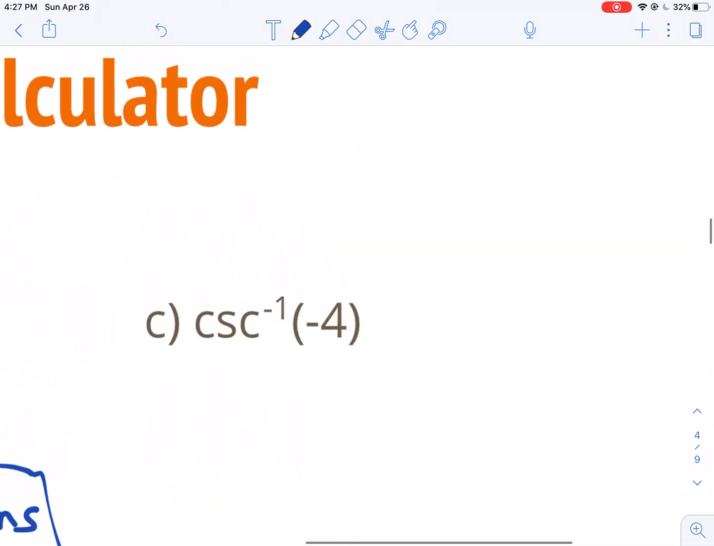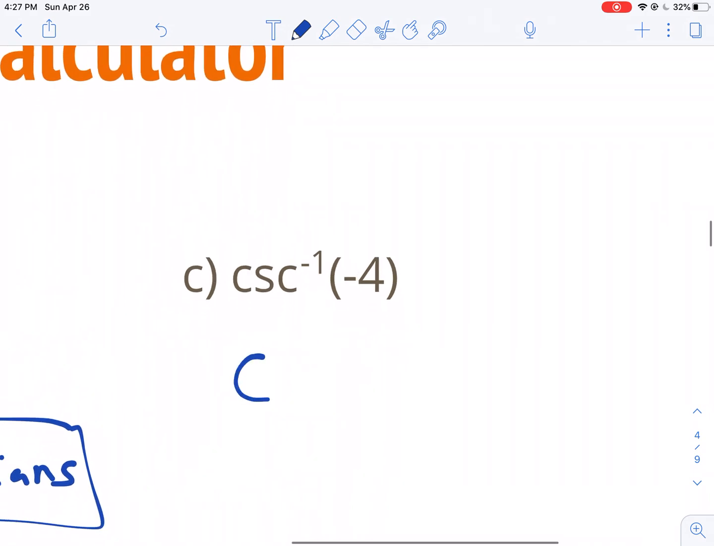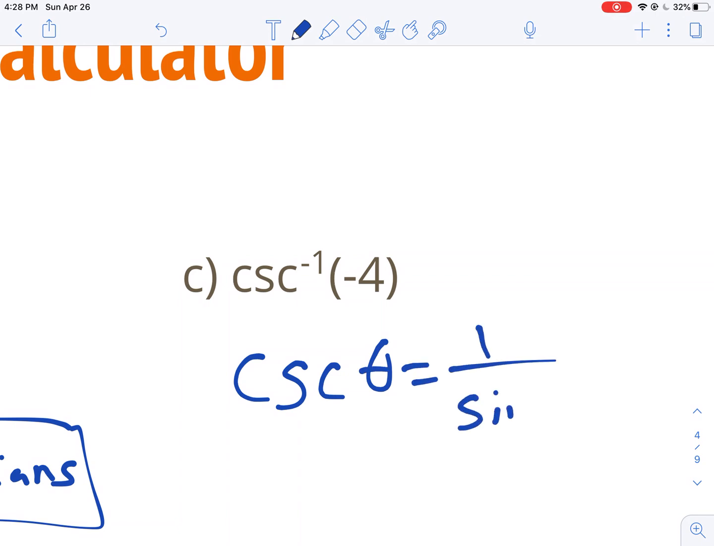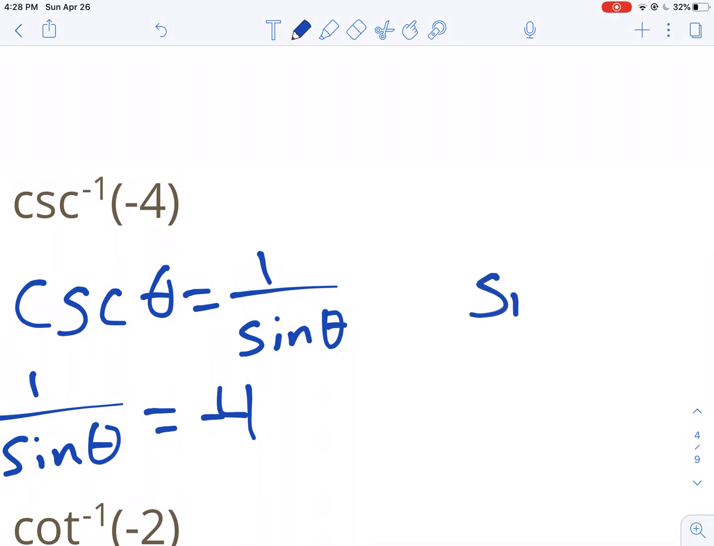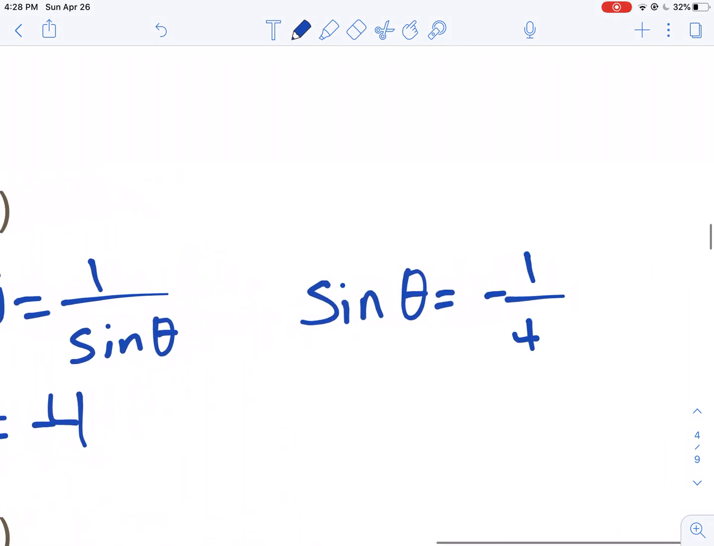Just like with cosecant, I can go through this whole process. I can say the cosecant of theta is equal to 1 over the sine of theta, which means that 1 over sine of theta is equal to -4. I'm going to jump a couple steps here. I'm going to say that the sine of theta is equal to -1/4. So therefore, theta is equal to the inverse sine of -1/4.